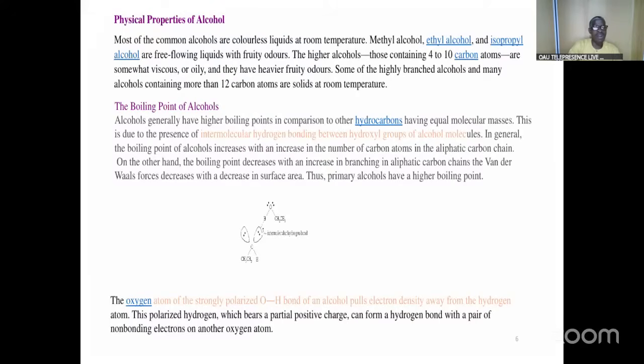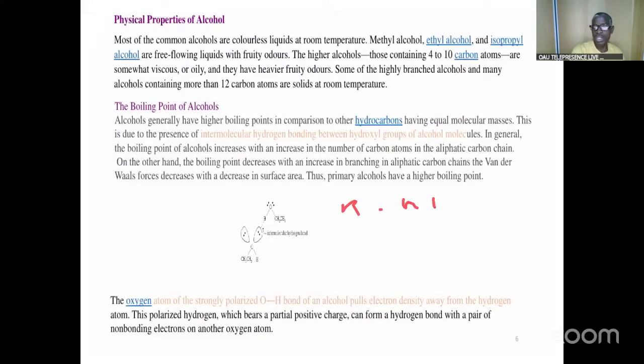Now the boiling point of alcohols. Let's look at the boiling point of alcohols under the physical properties. Alcohols generally have higher boiling points in comparison to other hydrocarbons having equal molecular mass. For example, butan-1-ol has a higher boiling point than butane, which is the alkane counterpart. That is, they all contain 4 carbons. So alcohols generally have higher boiling points than other hydrocarbons of equal molecular mass. And this is due to what? The presence of intermolecular hydrogen bonding.